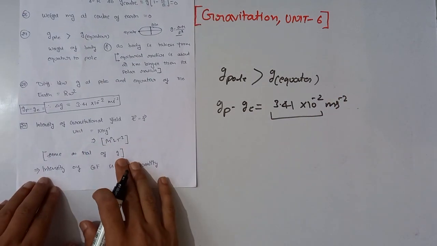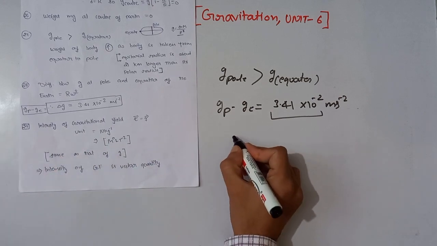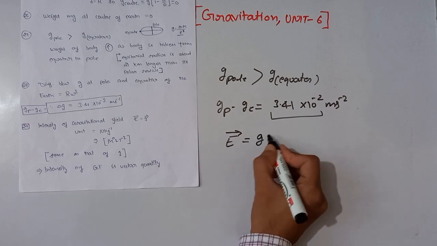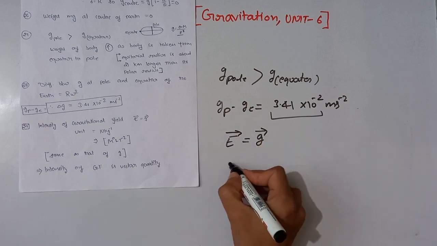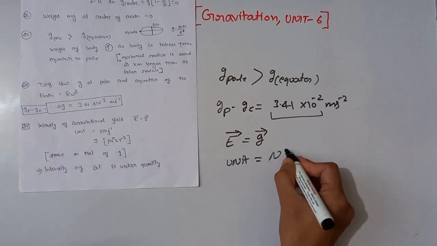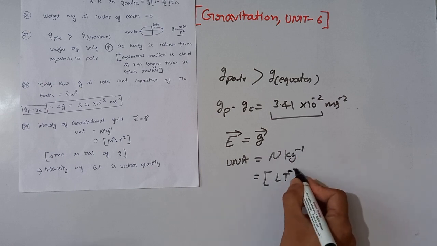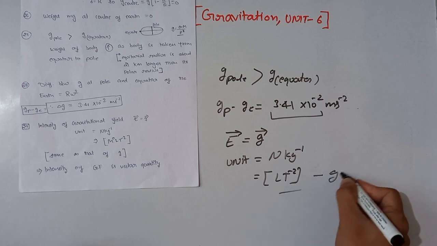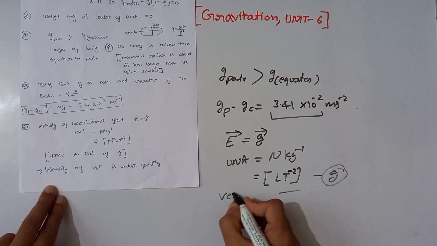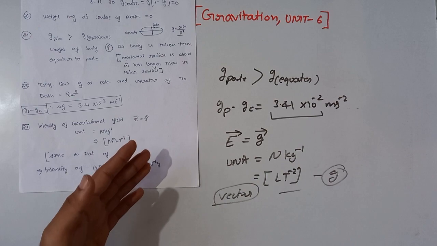Our next important key point is point number 29: intensity of a gravitational field. Intensity of gravitational field is denoted by E, which is equal to the acceleration due to gravity. Its unit is Newton per kg, and its dimensional formula is LT minus 2, which is the same as that of acceleration due to gravity, g. And intensity of gravitational field is a vector quantity. I hope these key points are clear to you.